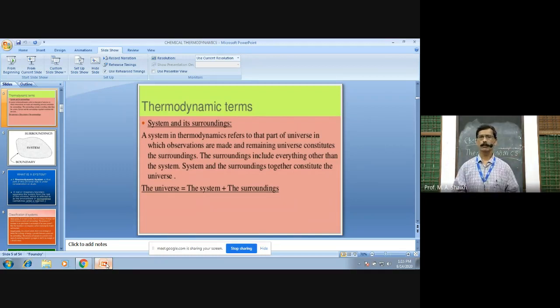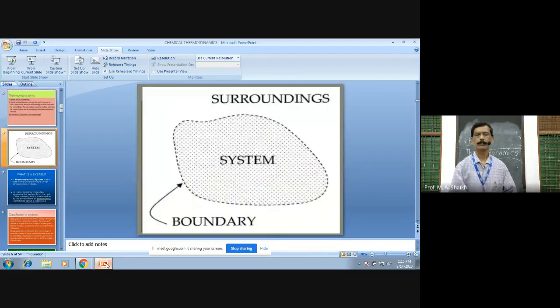Or in other words, if some part of the universe is the system, then the remaining part of the universe is the surroundings. You can even say the system and surroundings together constitute the universe. Okay, by using these discussions, we can define system as well as surroundings. Let's move to the next slide.